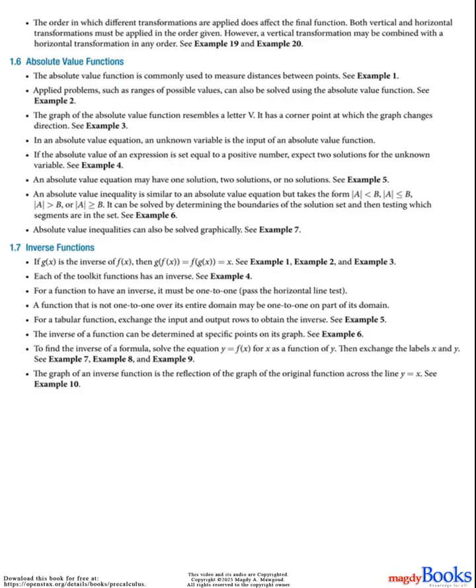1.7.2. Each of the toolkit functions has an inverse. See example 4. 1.7.3. For a function to have an inverse, it must be 1 to 1, passing the horizontal line test. 1.7.4. A function that is not 1 to 1 over its entire domain may be 1 to 1 on part of its domain. 1.7.5. For a tabular function, exchange the input and output rows to obtain the inverse. See example 5.